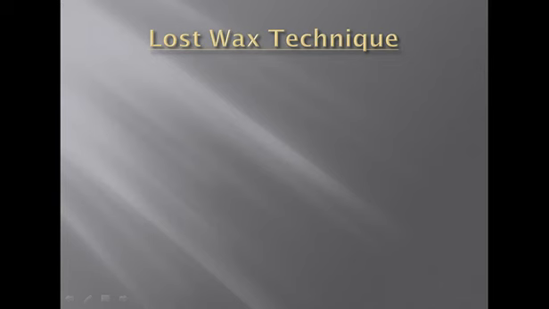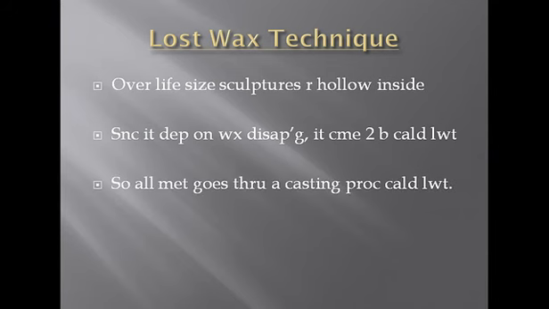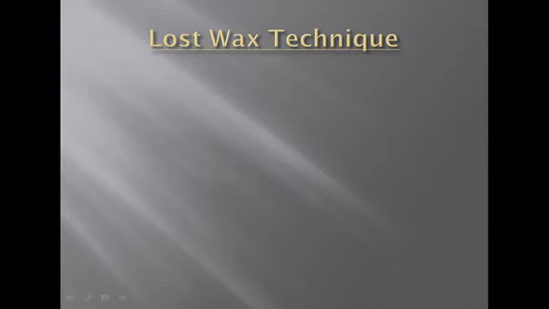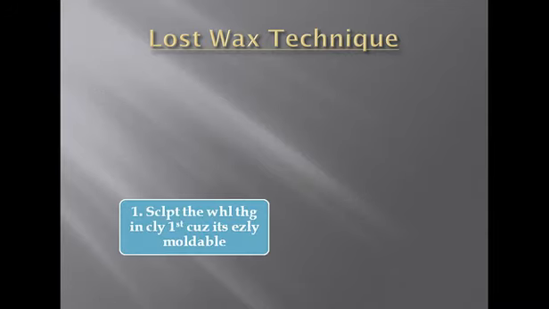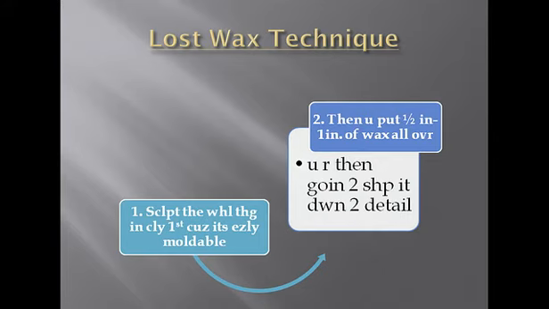Now let's go over the lost wax technique. Over life-size sculptures are hollow inside. Since it depends on wax disappearing, it came to be known as the lost wax technique. So all metal goes through a casting process called lost wax technique. Here's the lost wax technique. First, you sculpt the whole thing in clay first because it's easily moldable. Number 2, you then put half an inch to an inch of wax all over. You are then going to shape it down to detail.